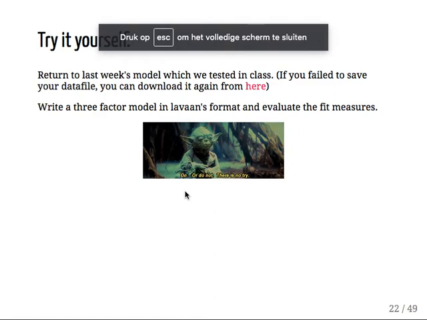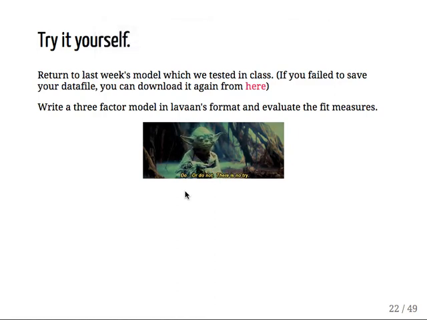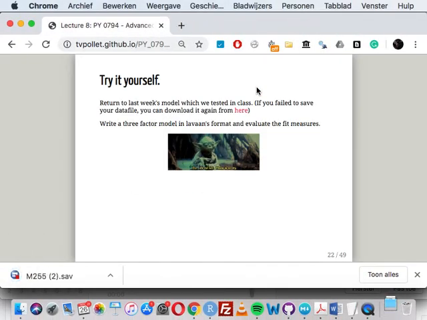But yeah, that's what is typically reported. So now we're going to try something hands-on. I would like you to return to last week's model we tested in class. You remember that we were doing these things with teachers. If I click this, then hopefully it will give you the M255 dataset which you used. Hopefully you've saved that somewhere. We'll use a subset of that dataset to do the factor analysis on. If not, you're going to have to start from scratch.